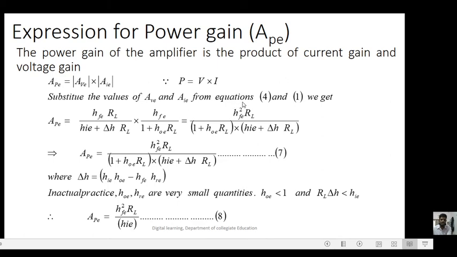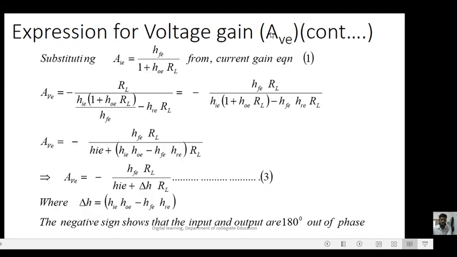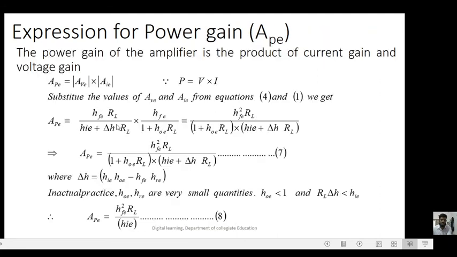From equations 4 and 1 we get AP is equal to, we know that the voltage gain is equal to HIE into RL divided by HIE plus delta H RL. This equation we got from the voltage gain, and this equation we got from the current gain. Current gain is equal to HFE divided by 1 plus HOE into RL. So RL into RL, HFE into HFE is equal to HFE square RL divided by 1 plus HOE into RL into HIE plus delta H RL.